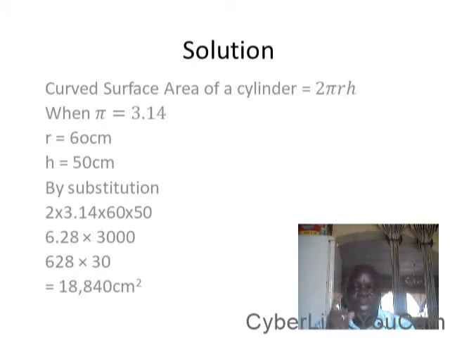You have 2 multiplied by pi, which is 3.14, multiplied by 60, which is the radius, then multiplied by the height, which is 50. When you multiply that, what you have will give you 188.4 multiplied by 50. That will give you what?